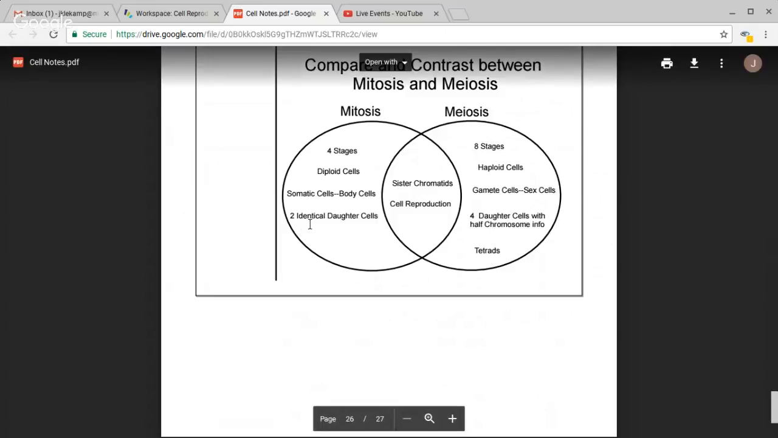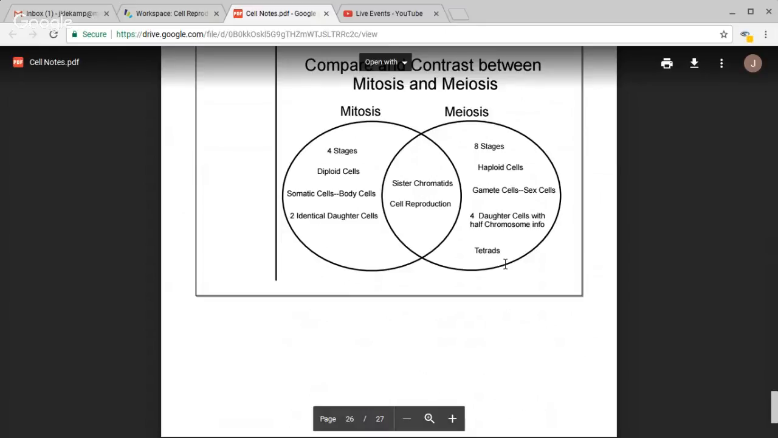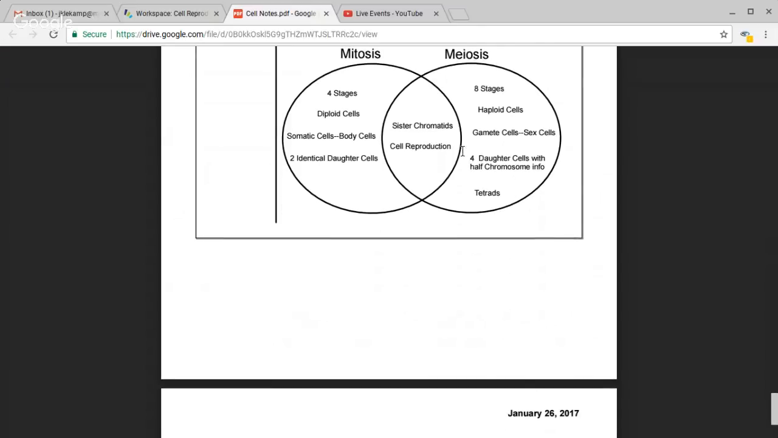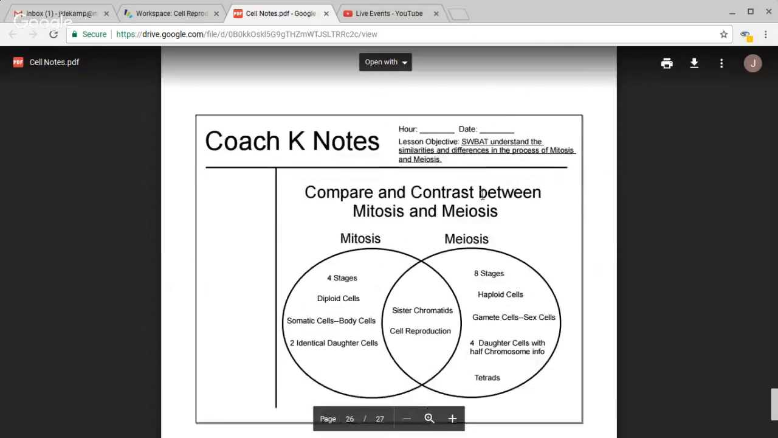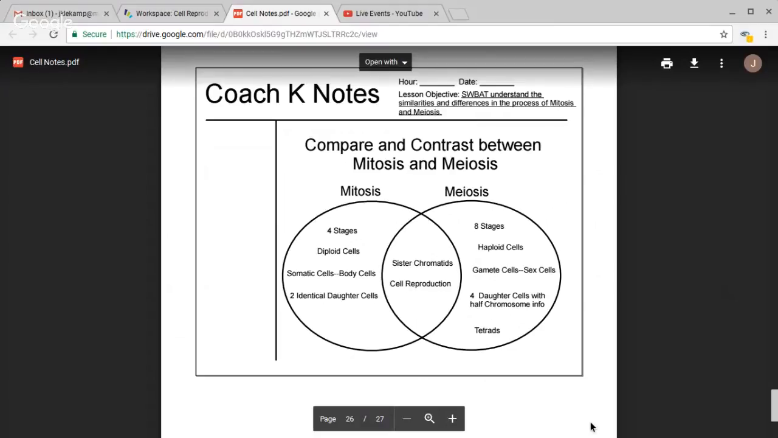Our result is 2 identical daughter cells for mitosis. And over here in meiosis, we have 4 daughter cells with half the chromosome info. And the big difference is in meiosis, we have tetrads, and that's where our crossing over happens. So hopefully you will spend some time reading through this, listening to the video a couple times. Watch Hank's video on mitosis, meiosis, and you should be good.